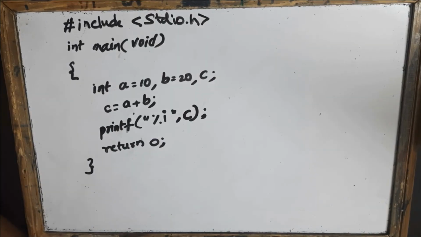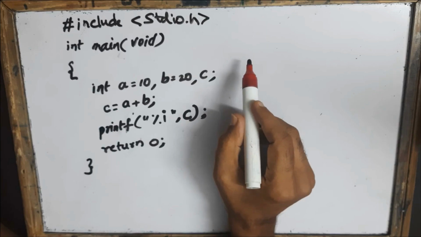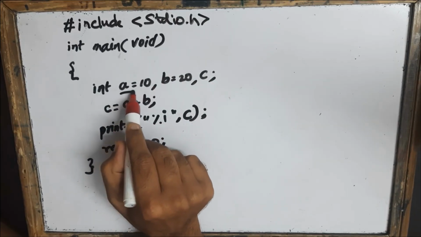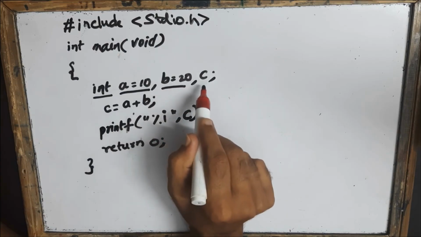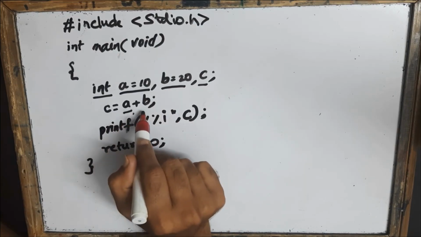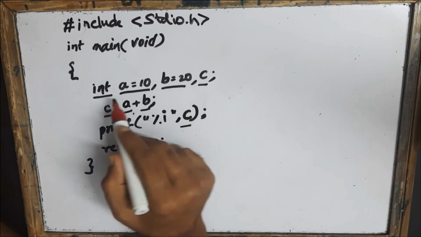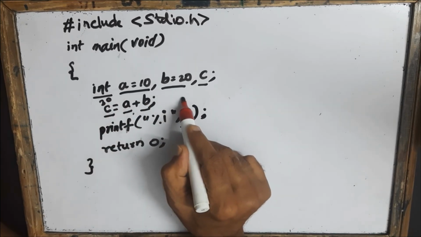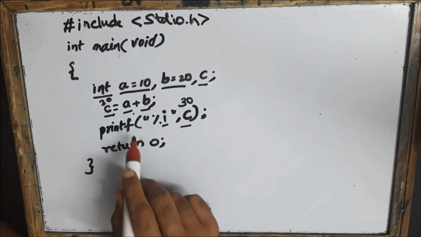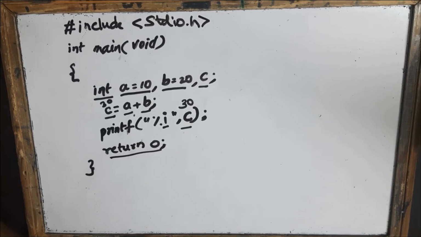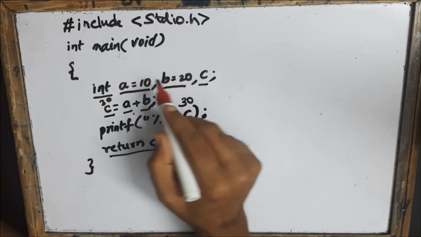Okay, let's try to understand this simple program. Here we are trying to add two variables. We declared integer A is equal to 10 and B is equal to 20, and C, and we added A and B into C, and we are printing this C variable, which is 30, as an integer. %d is for an integer, and we end the program with return 0, that means success. 0 is for success.